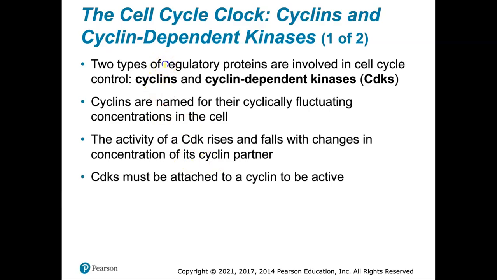All right, the cell cycle is controlled by two types of regulatory proteins, okay? They are called cyclins and cyclin-dependent kinases, or CDKs. So these are proteins that help to regulate the cell cycle. CDKs must be attached to a cyclin to be active.